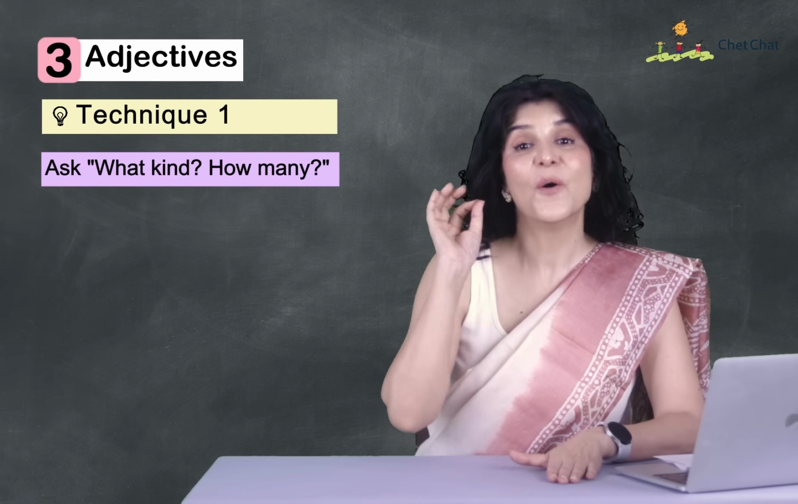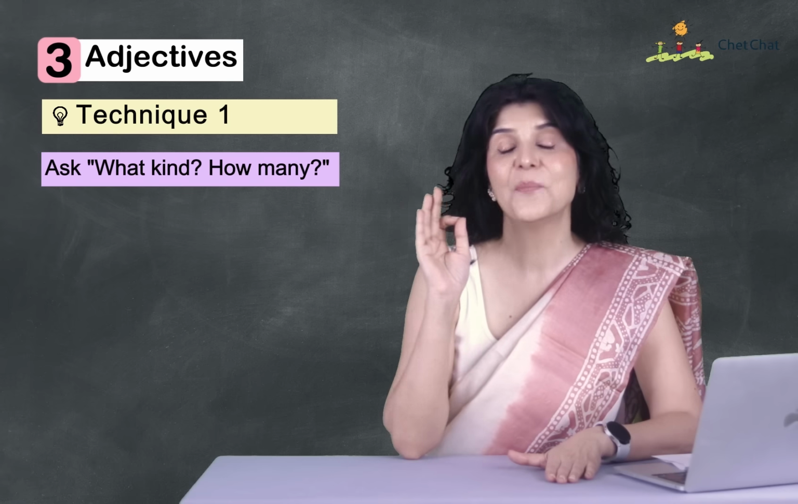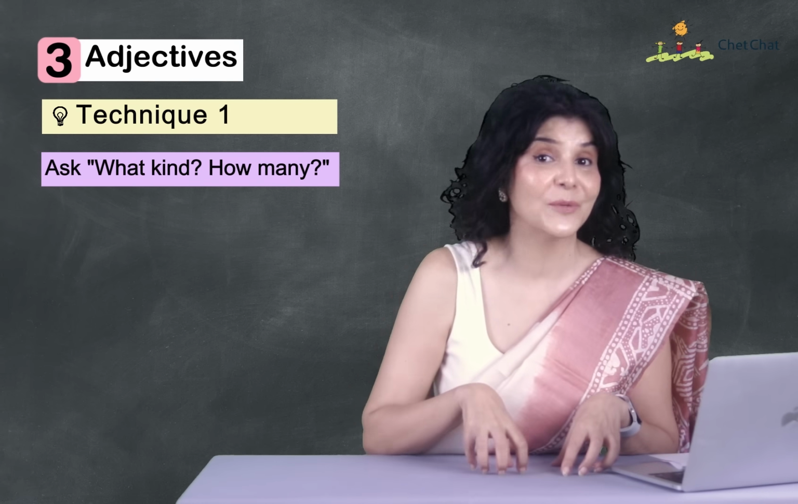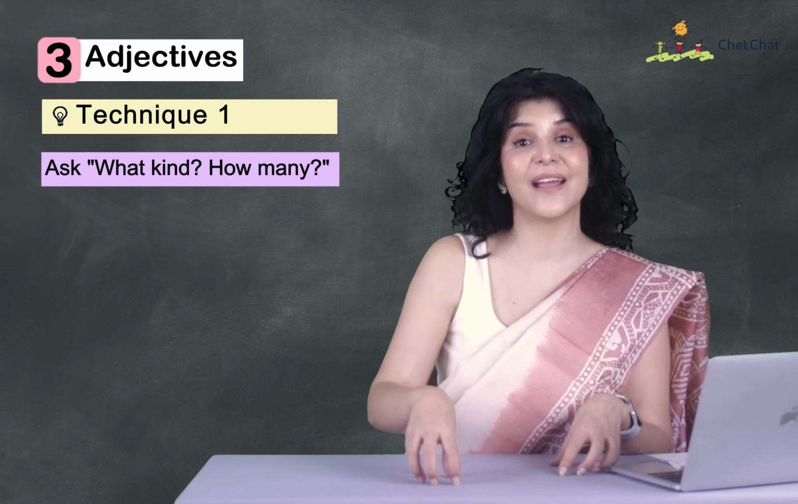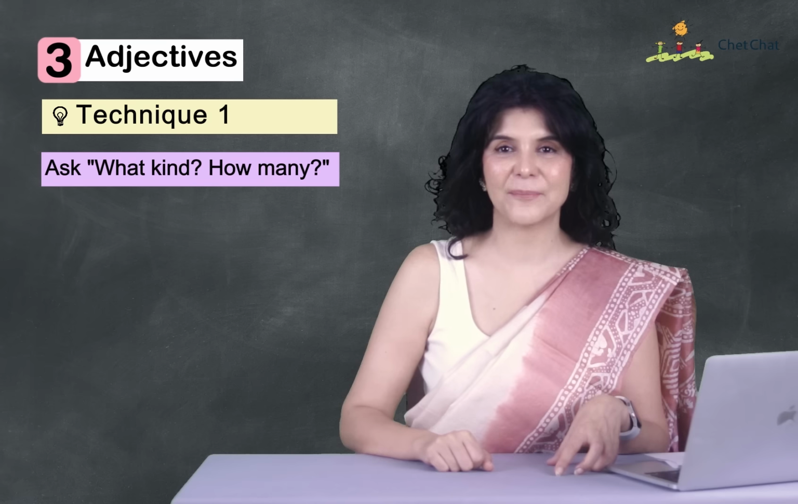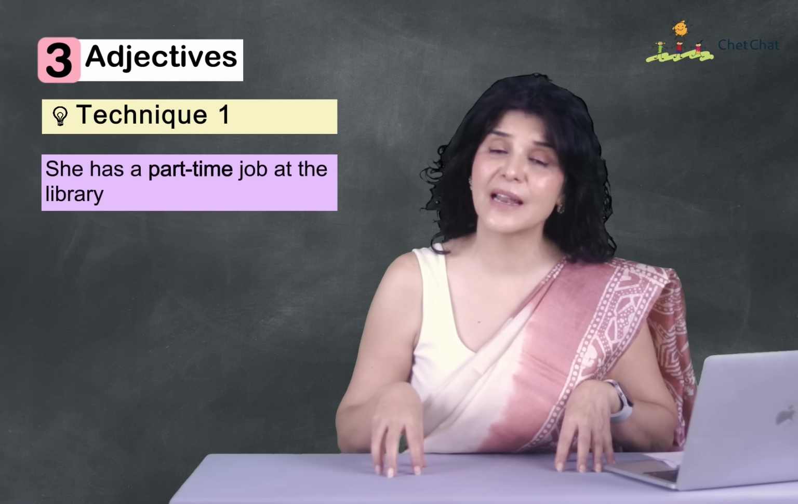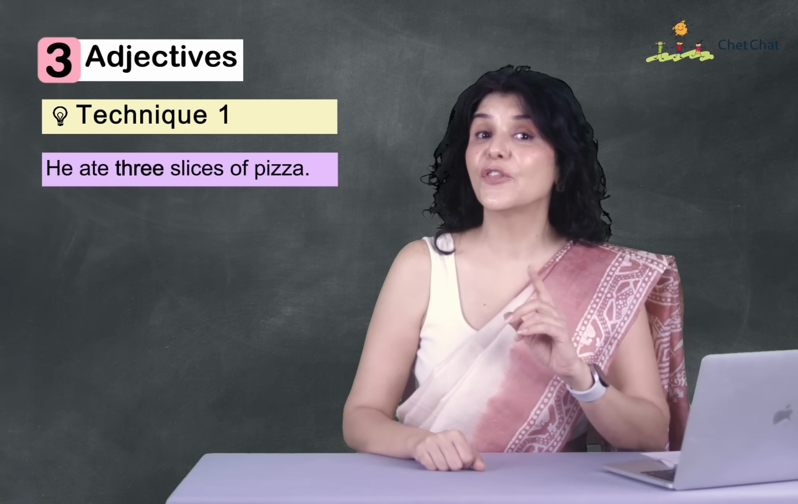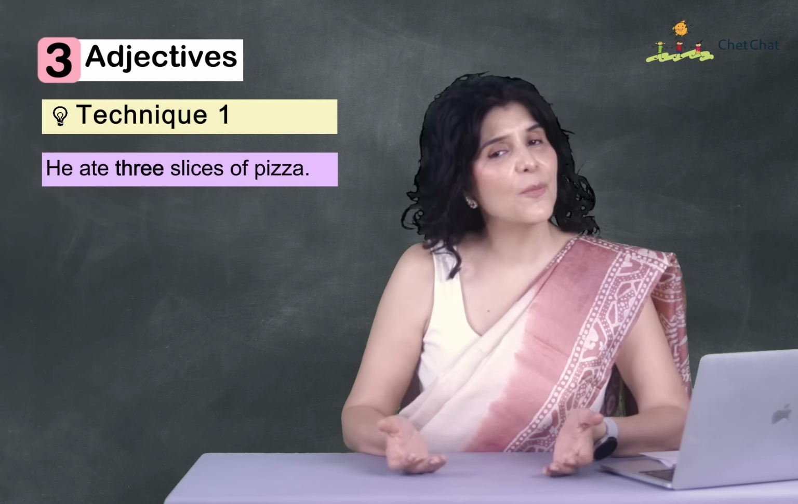The first technique, ask these questions: what kind, how many? If there is a word in the sentence that answers these questions about the noun, what kind or how many, then it might be an adjective. For example, she has a part-time job at the library. What kind? Part-time. He ate 3 slices of pizza. How many? 3.